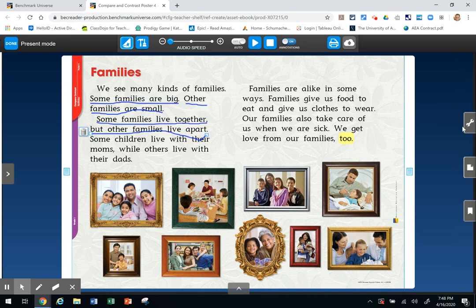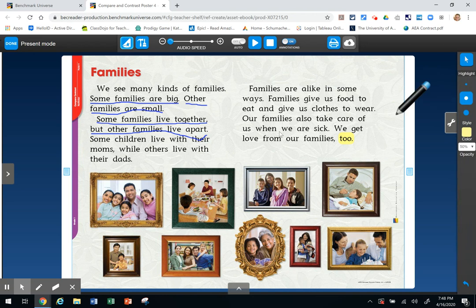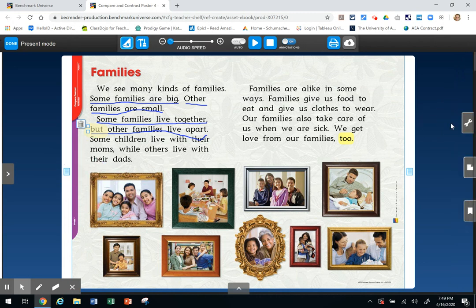Okay, now I want to point out a signal word to you guys. The word but signals a difference. Okay, so that word is a signal word. It tells you how these families are different. Some families live together, some families live apart. Okay, all right, let me go back.